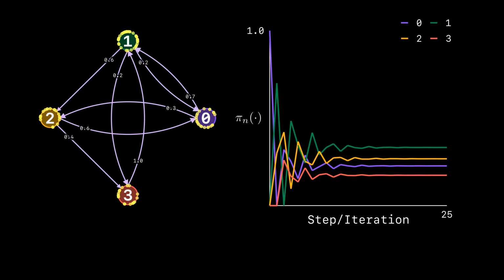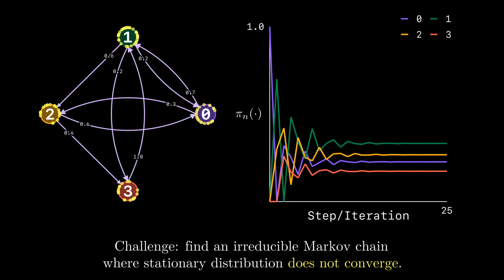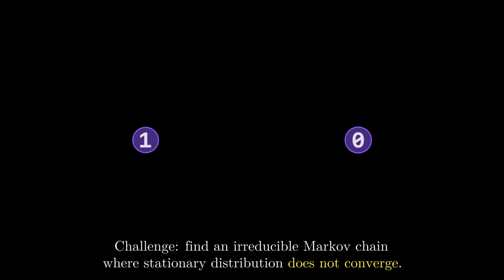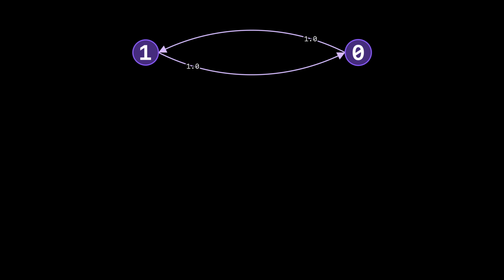My challenge to you now is to see if you can come up with a Markov chain where an initial distribution does not actually end up converging to the stationary distribution. This is a pretty hard task, but again, think about a simple two-state example. Here's the simplest counterexample. Suppose I have a two-state irreducible Markov chain where each state has a 100% chance of transitioning to the other state. What's the unique stationary distribution here?